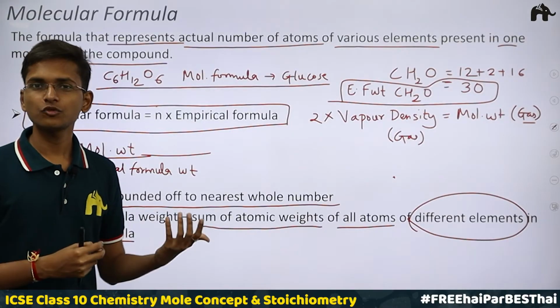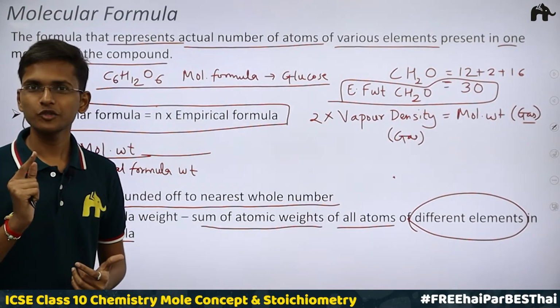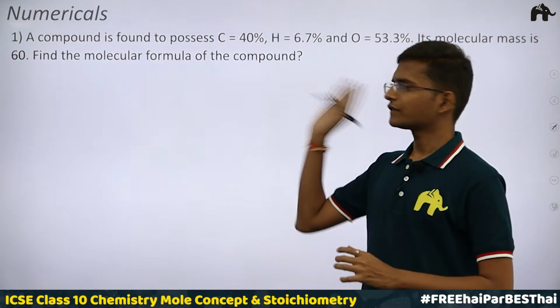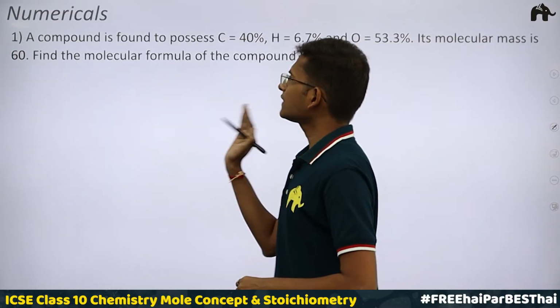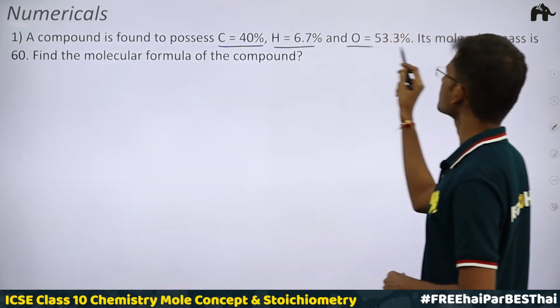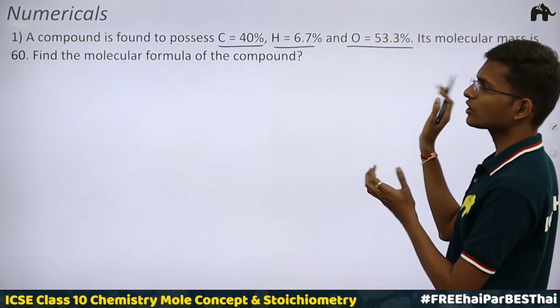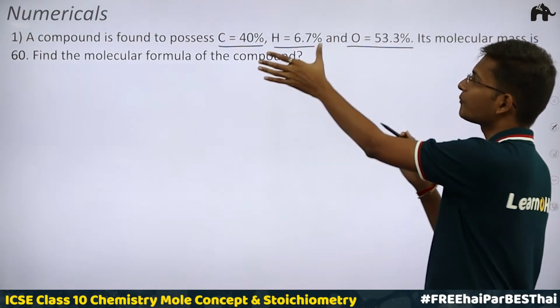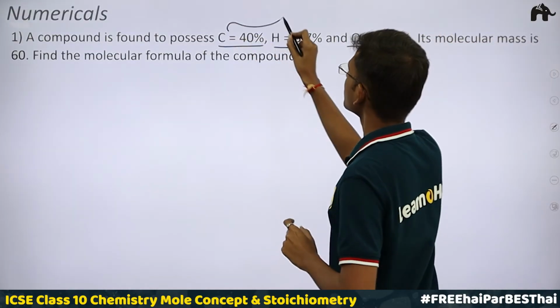Okay. Now let's see some questions and let's try to find out the molecular formula. So moving ahead to the first question. A compound is found to possess carbon 40%, hydrogen 6.7%, oxygen 53.3%. Okay, so what is given to us? The compound's percentage composition is given to us, right?